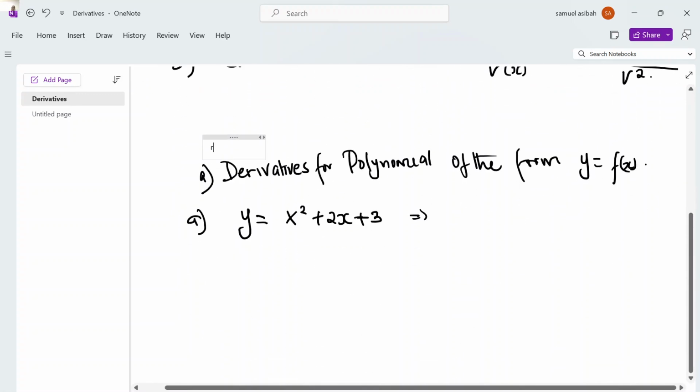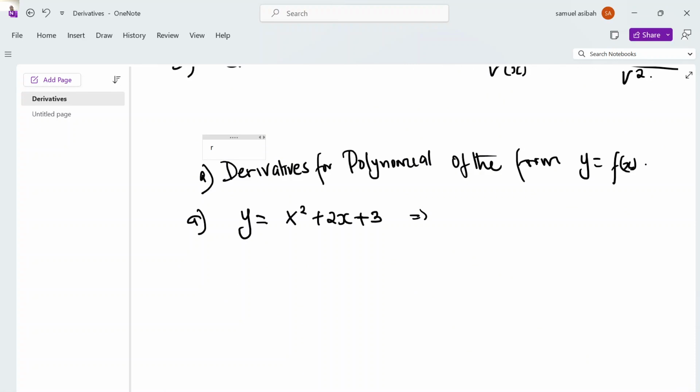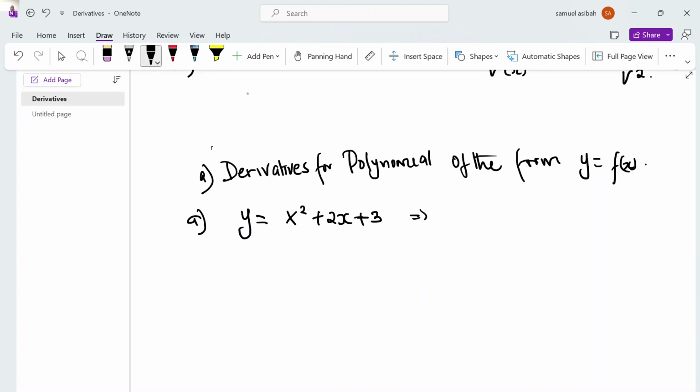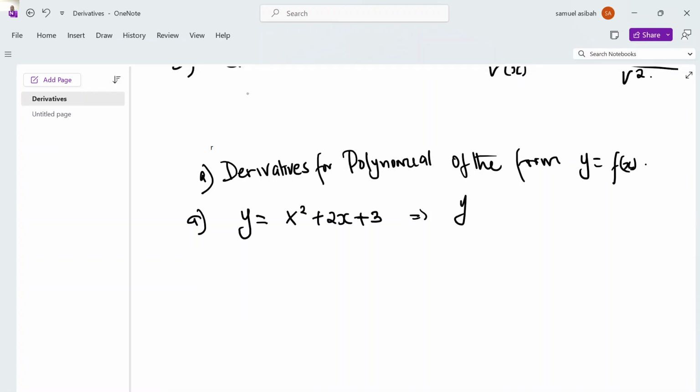Now let's start with the first part, derivative of polynomials. So derivatives of polynomials are mostly in this form. When we have these derivatives, then we know that if you have been given y is equals to, or f of x is equals to x raised to n, then the derivative is expressed as dy over dx is equals to, you multiply down by n, then x, then you subtract 1. So that is how we get the derivative of a function.